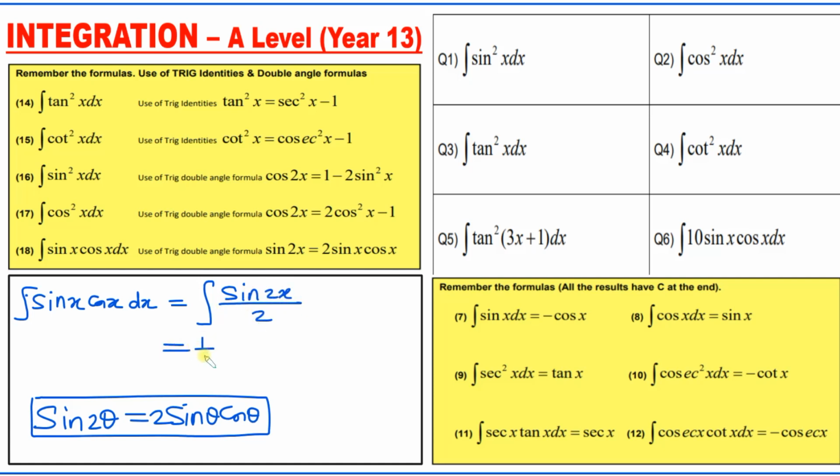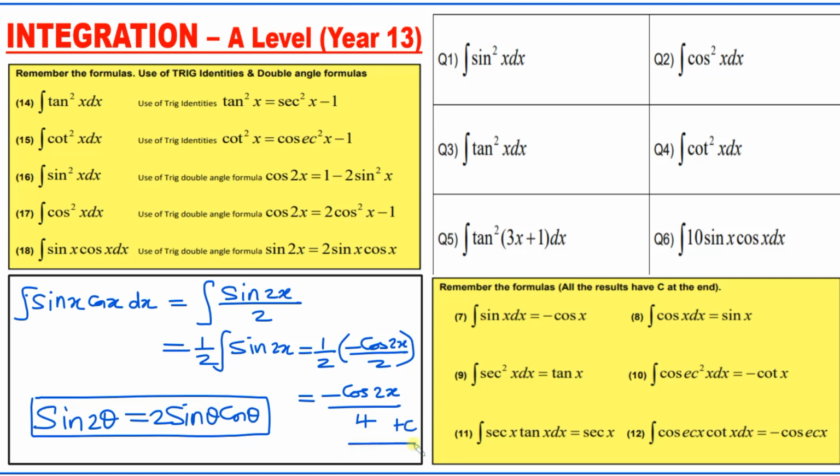So take the half outside. Integrating sine 2x is half times minus cos 2x divided by 2. The answer is minus cos 2x over 4 plus c. And that is the answer.